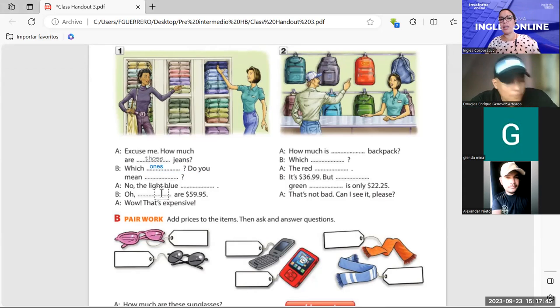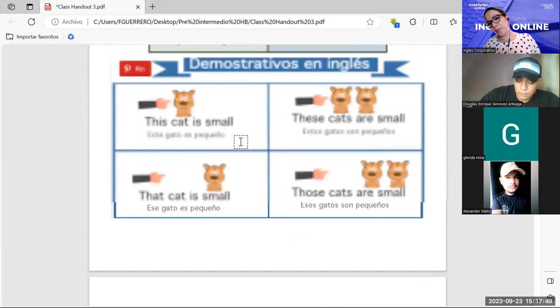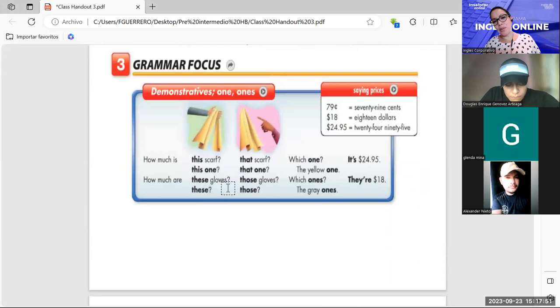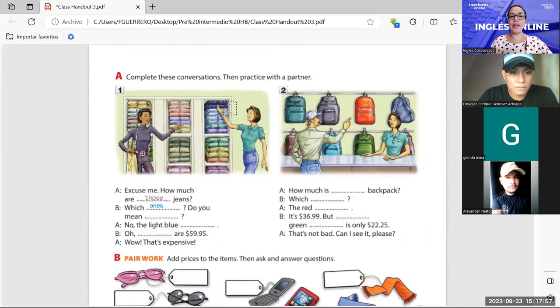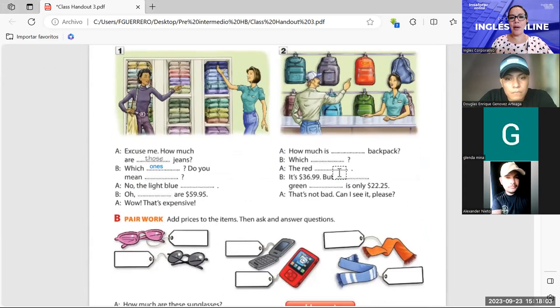Do you mean? Y así vamos a ir completando, tomando en cuenta la información que acabamos de discutir acá en el Grammar Office. Les voy a dar tiempo para que completen las conversaciones. Recuerden tomar en cuenta lo que ven aquí en las ilustraciones y lo que vimos en el Grammar Office.